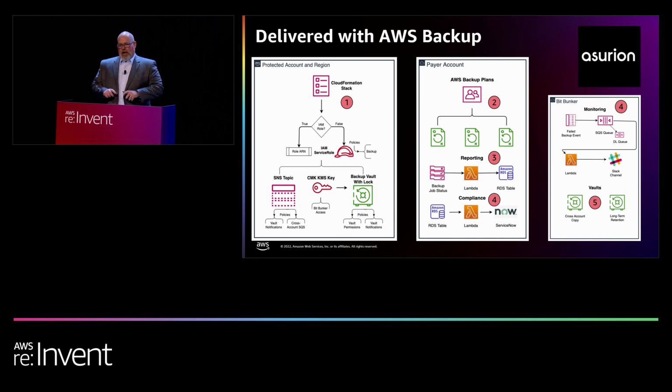In the middle, and one of the biggest pieces, is the reporting. In partnership with our cloud governance team, we were able to create a Lambda that runs periodically throughout the day and scrapes the backup job status from all of the accounts and inserts that into an RDS table. With that RDS table and a combination of multiple other RDS tables, we were able to create a centralized dashboard that shows our backup status and our adoption rates for resources that are supported by AWS Backup.